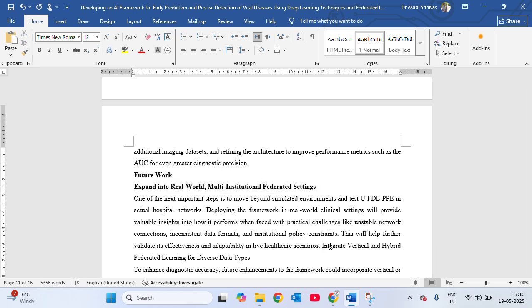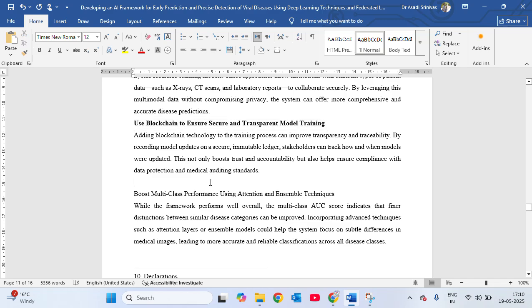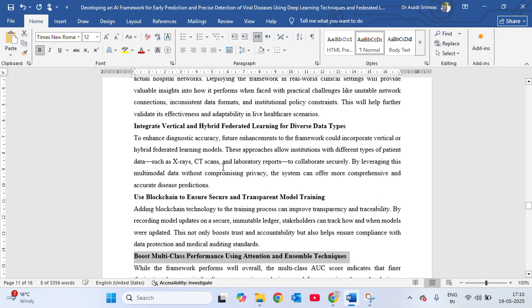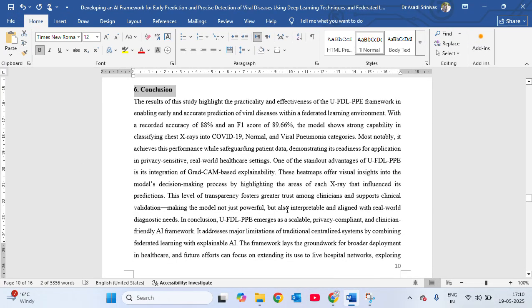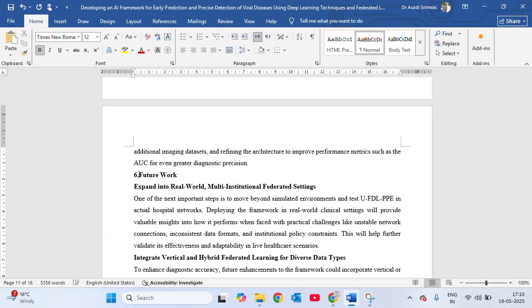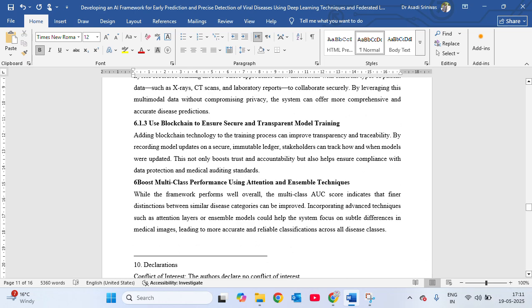So now, sorry, this is a separate side heading. Okay, so this one also a separate side heading. That means 5 point, this is 6, conclusion is 6, 6.1. This is future work. This one is 6.1.1. This is 6.1.2, 6.1.3, 6.1.4.